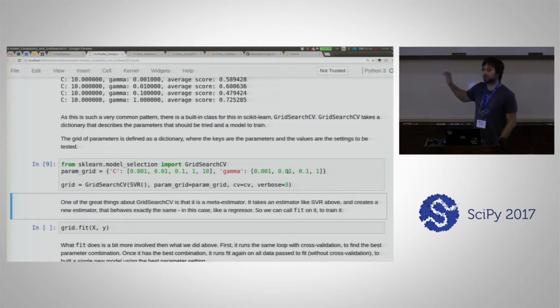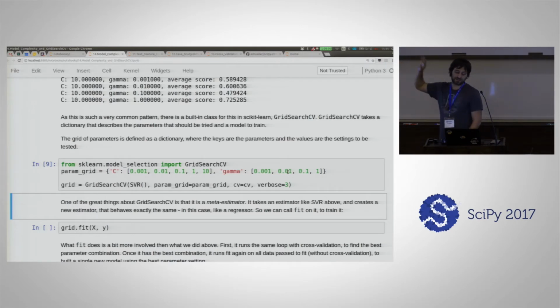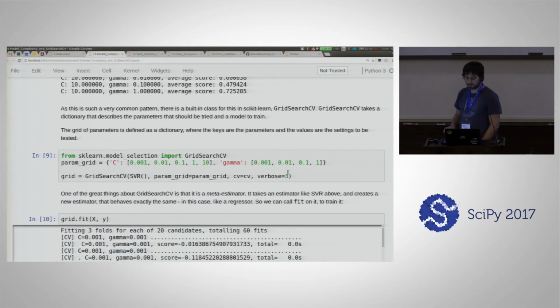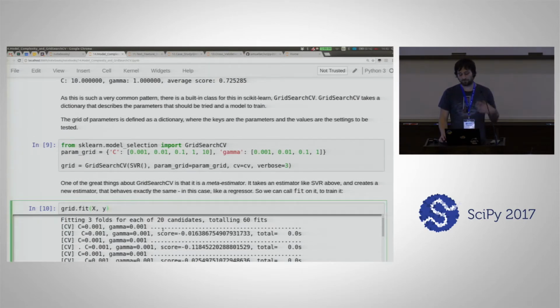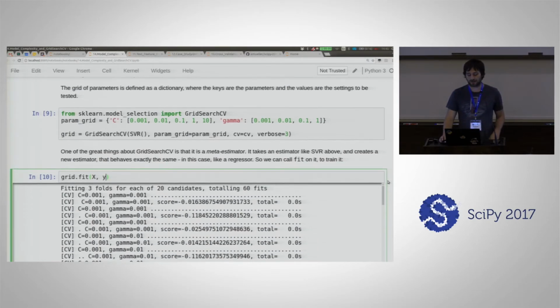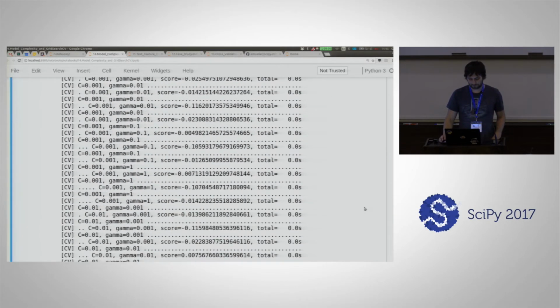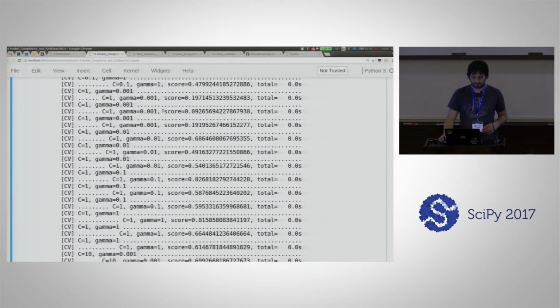So this just constructs a new estimator, a new model, built on the support vector regression, which does internal cross-validation to find the best parameters. So when I call fit, what it does is, for each possible combination of these parameters, it does the cross-validation. It finds the parameter that has the best cross-validated average score, and then it refits the model on the whole data set that I pass it in. So here, I pass it all X and y, so it will refit the whole model on X and y. And so here it tries all possible combinations.